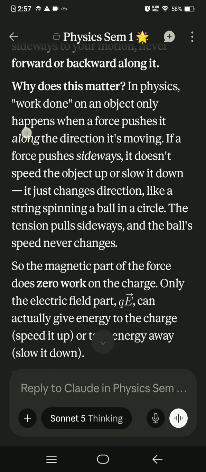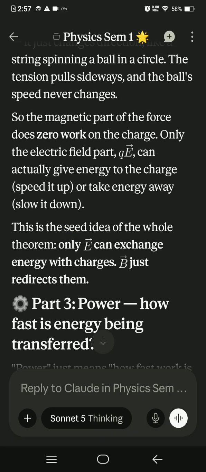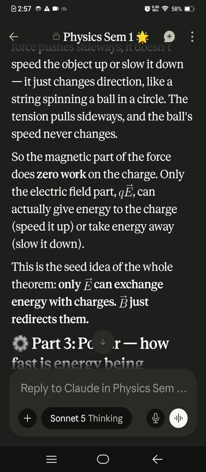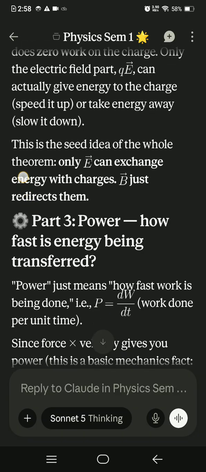This is a weird definition, but okay. So the magnetic part of the force does zero work on the charge, because the magnetic force is perpendicular to the velocity. Only the electric field part, QE, can actually give energy to the charge, speed it up, or take energy away, slow it down. This is the seed idea of the whole theorem. Only E can exchange energy with charges, B just redirects them.